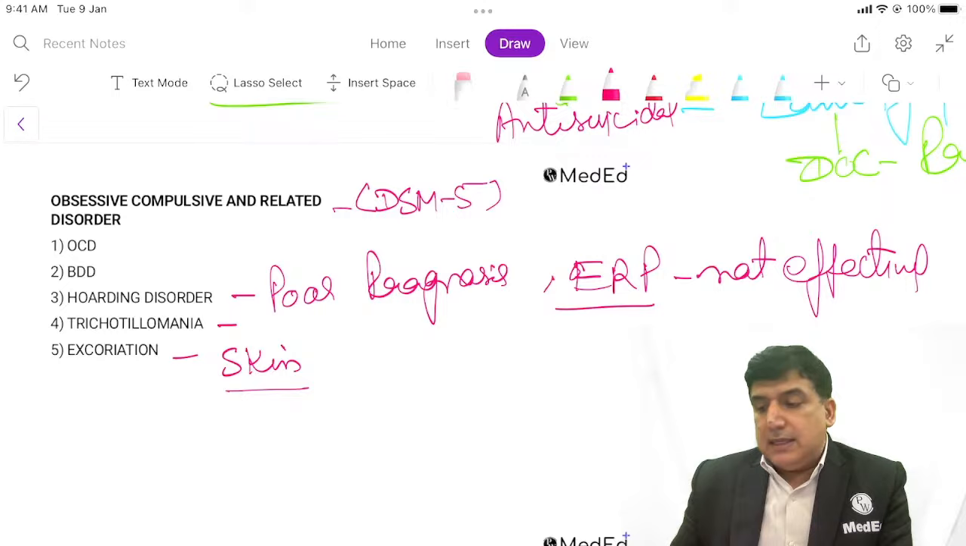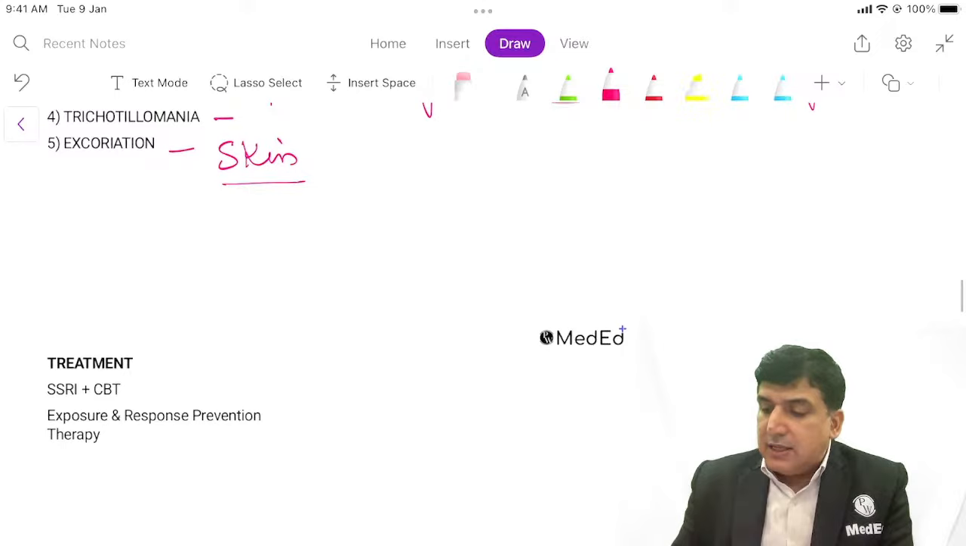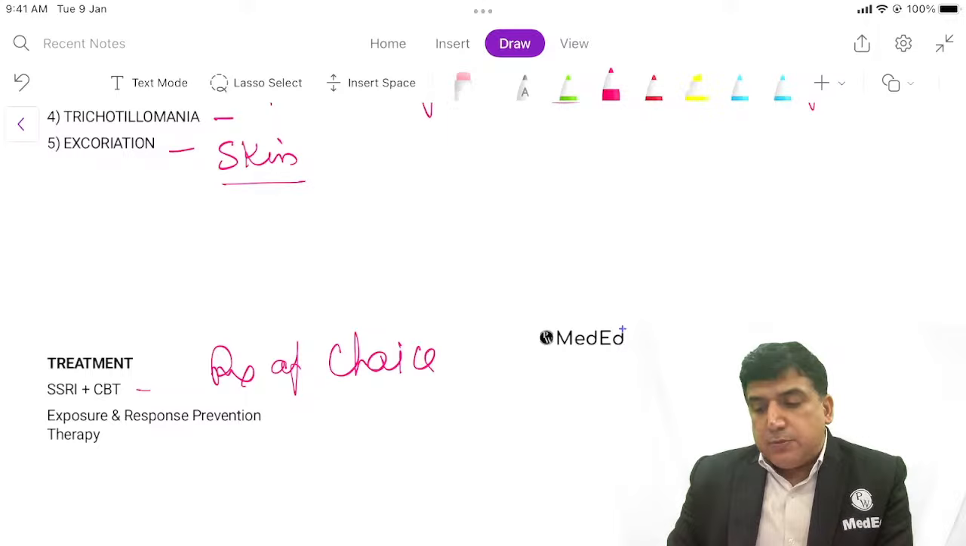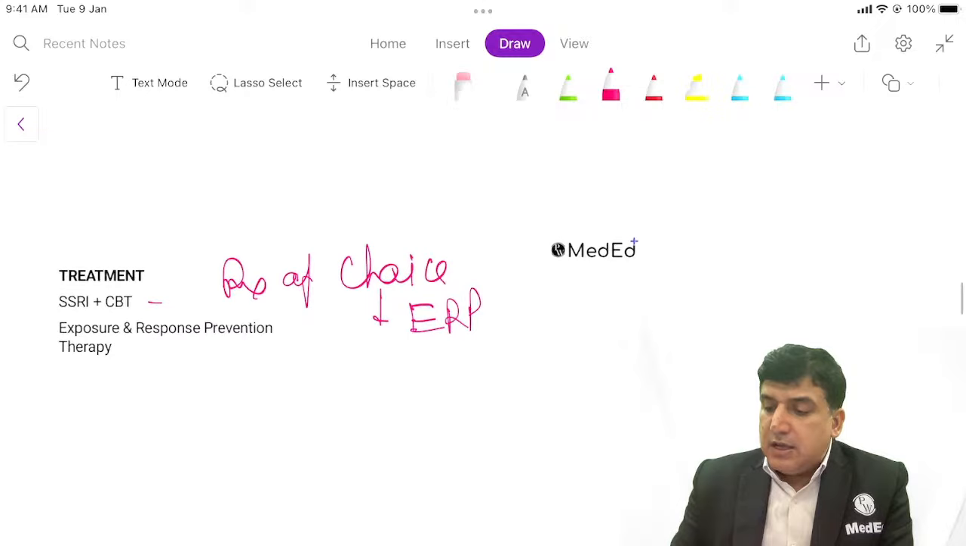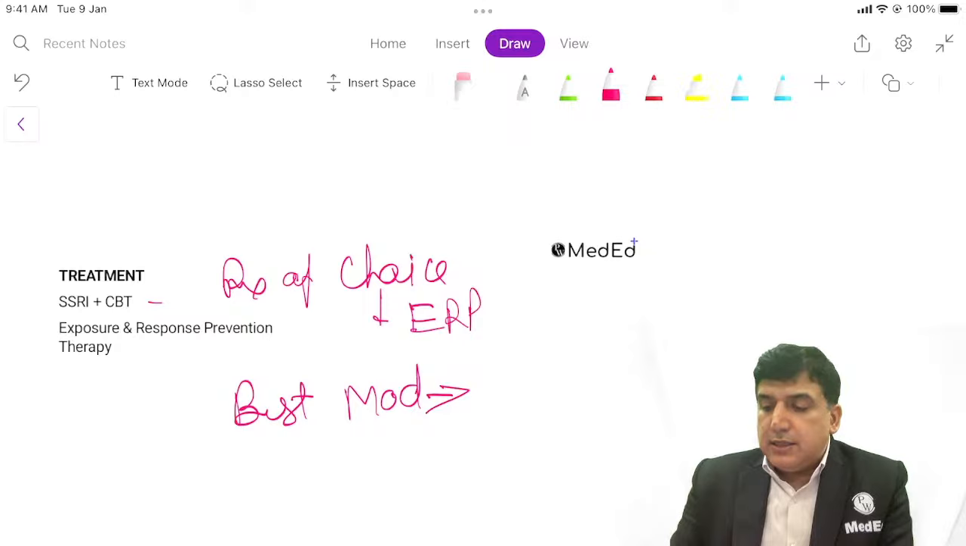For obsessive compulsive disorder treatment, we use SSRI and CBT. If they ask the treatment of choice in OCD, the answer is a combination of SSRI plus CBT, or SSRI plus exposure and response prevention therapy. If they ask the treatment of choice, your answer will be ERP. If they ask the best modality of treatment, then the best modality is a combination of SSRI plus CBT.